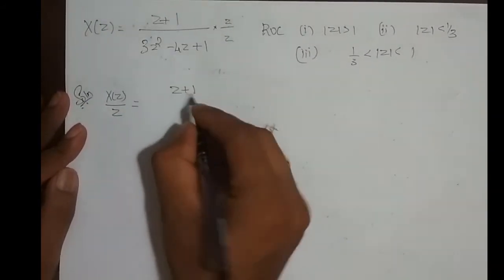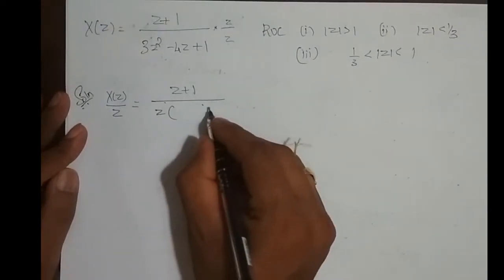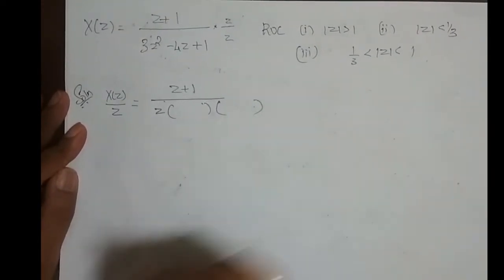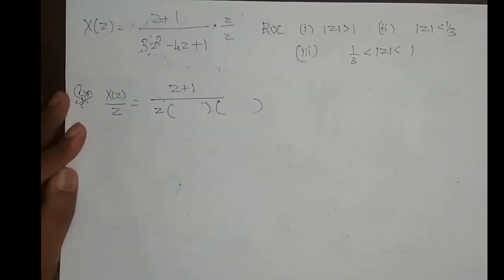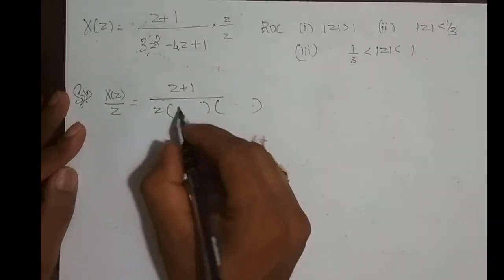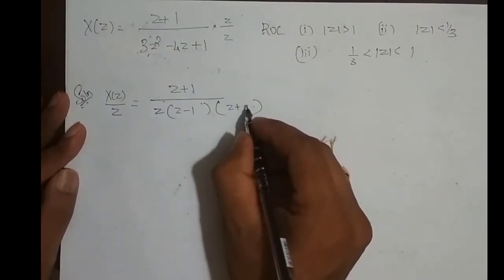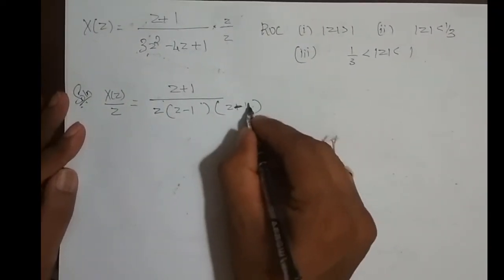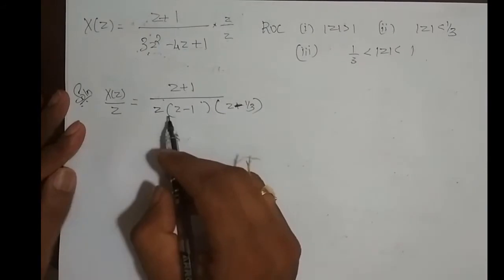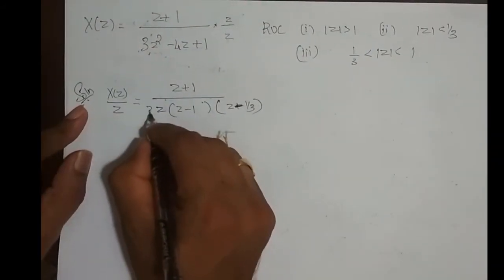Z plus 1 remains the same, whole divided by z into the factorized polynomial. I need to factorize this polynomial. When I factorize it, I get a pole at z equal to 1, and a pole at z equal to 1 by 3. Now I should not forget the coefficient of the highest degree. It is 3. So I have to put 1 by 3 here.